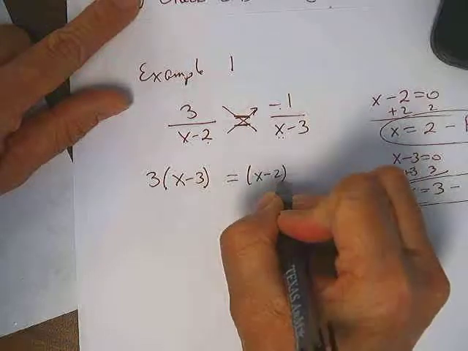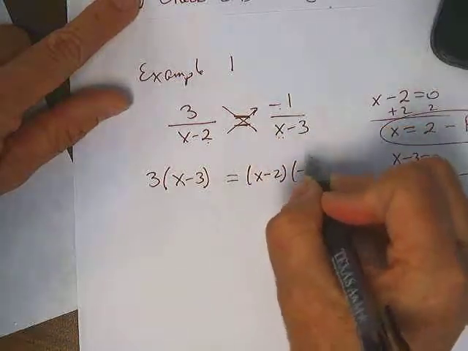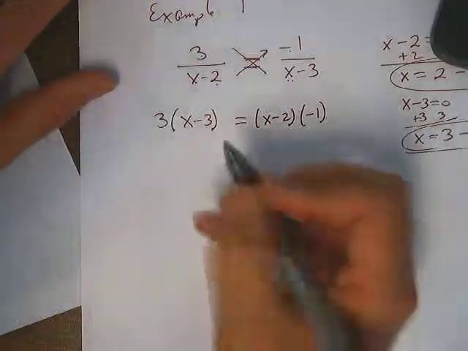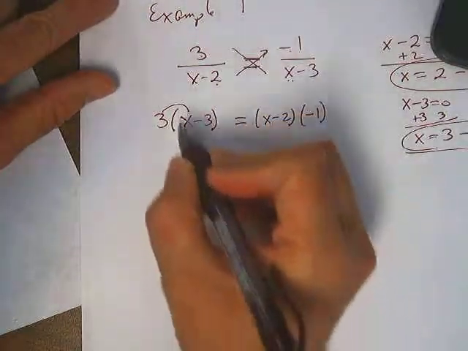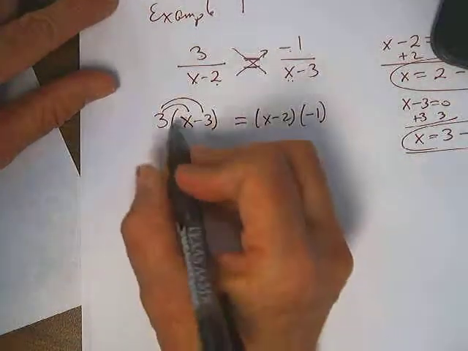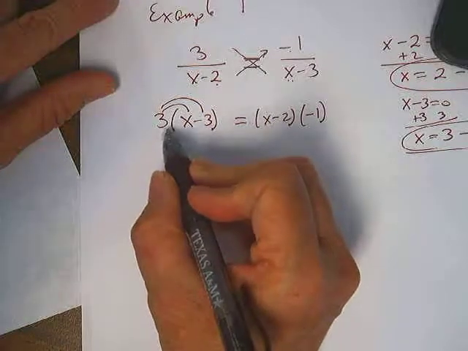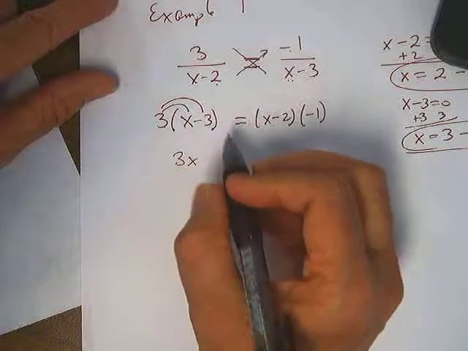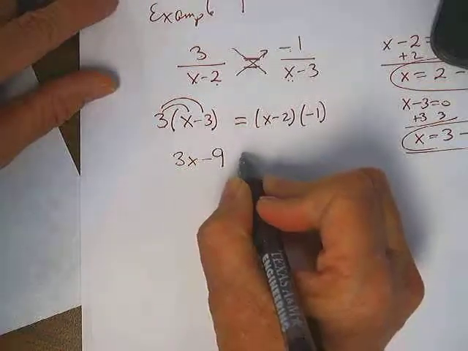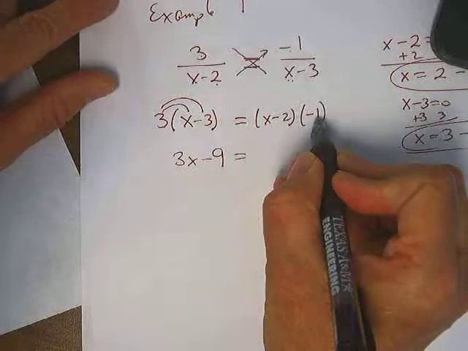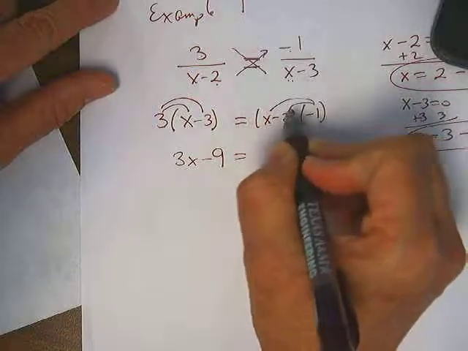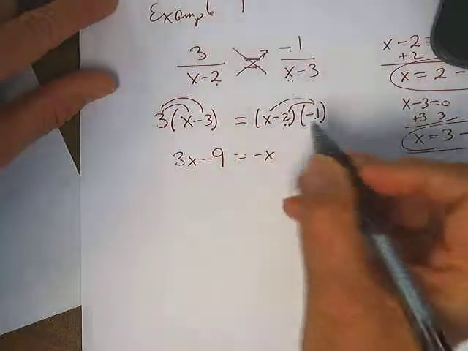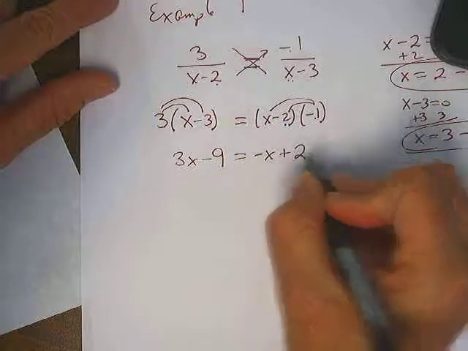x minus 2 multiplied by a negative 1. And here we're just doing our straightforward algebra. 3 times x and 3 times negative 3. You've got to distribute. So 3 times x is 3x. 3 times a minus 3 is minus 9. And now negative 1 times x is negative x. Negative 1 multiplied by negative 2 is a positive 2.